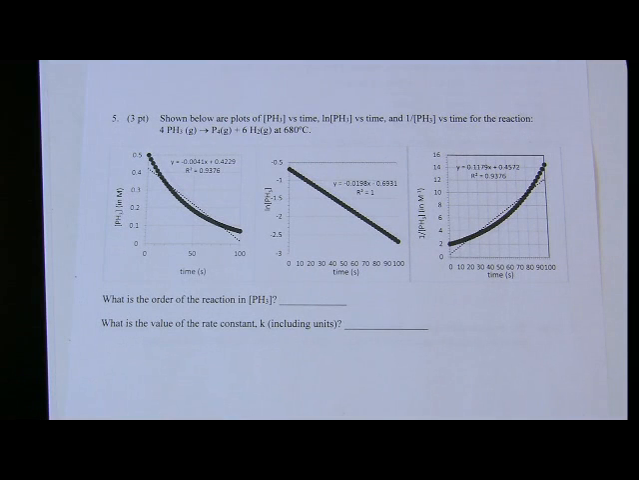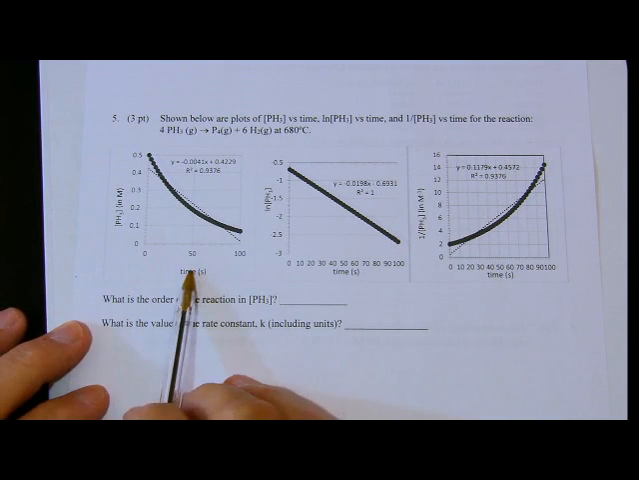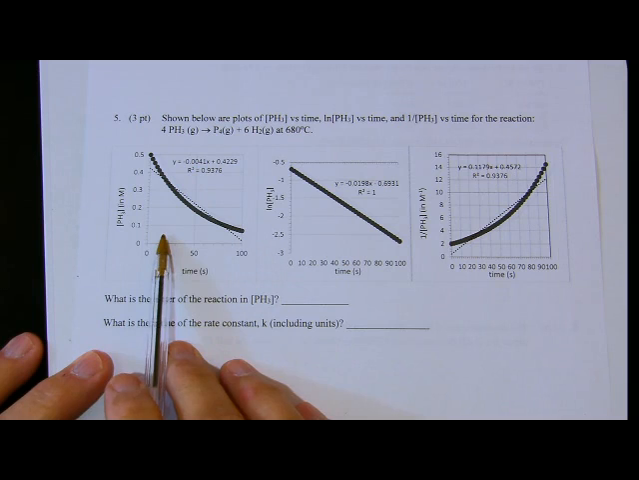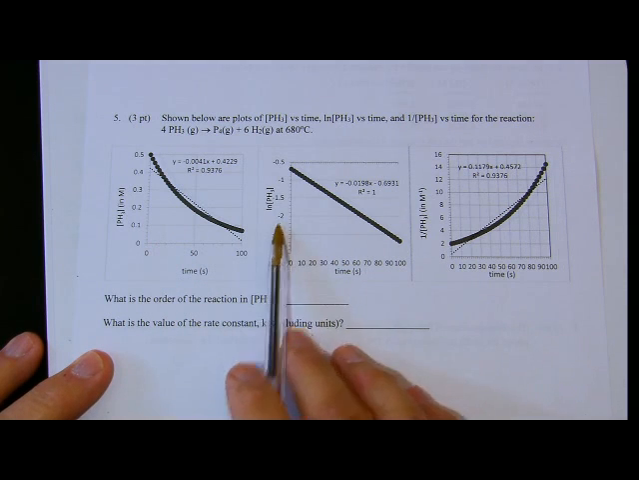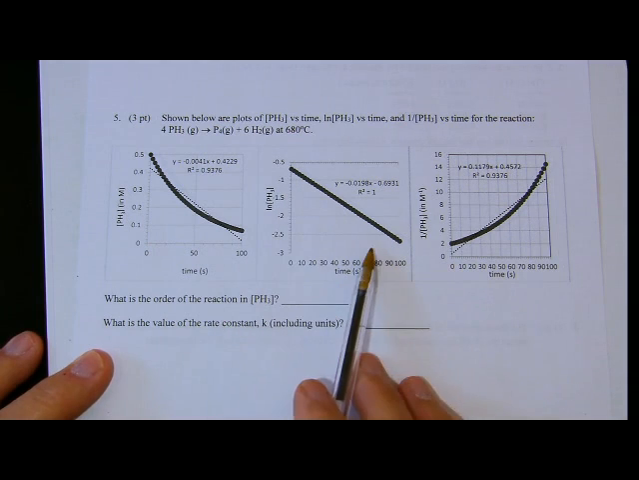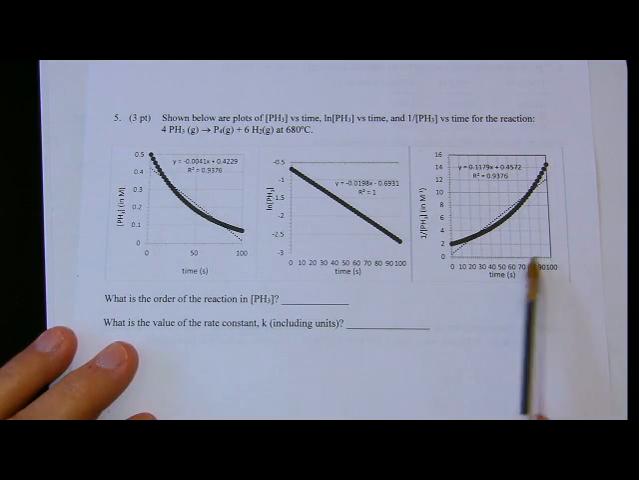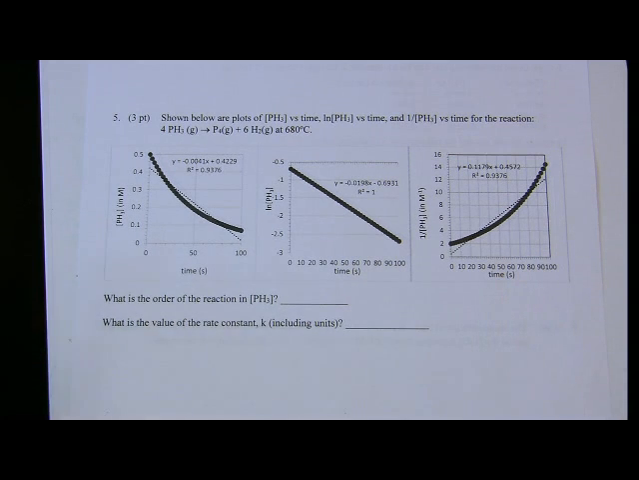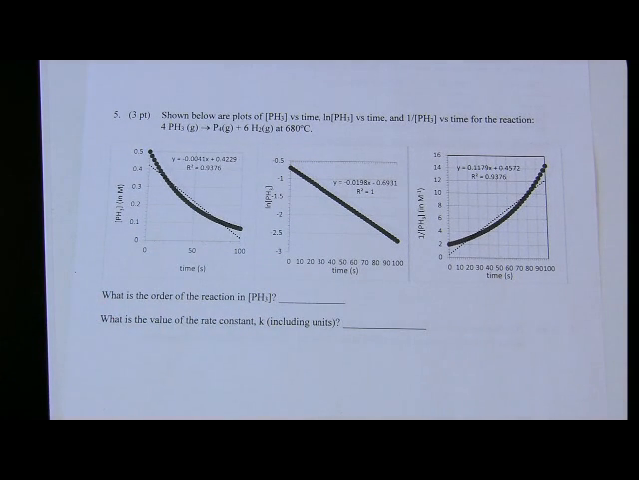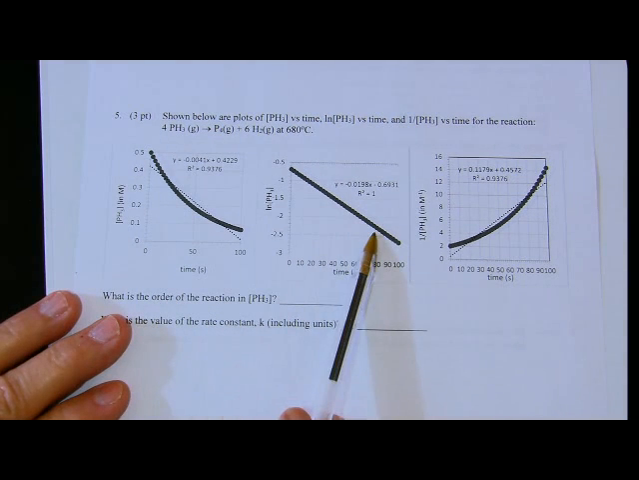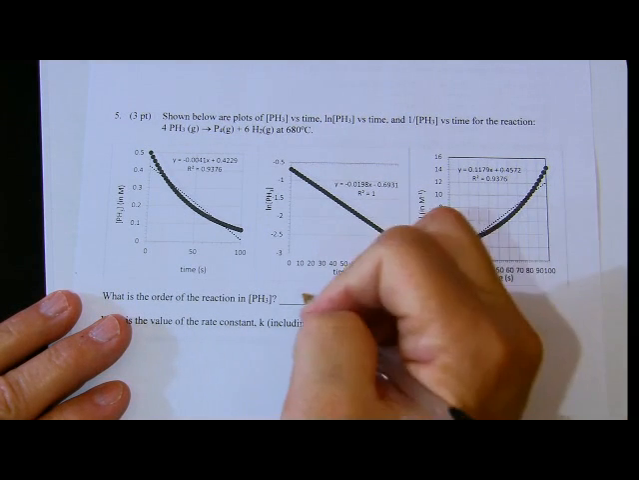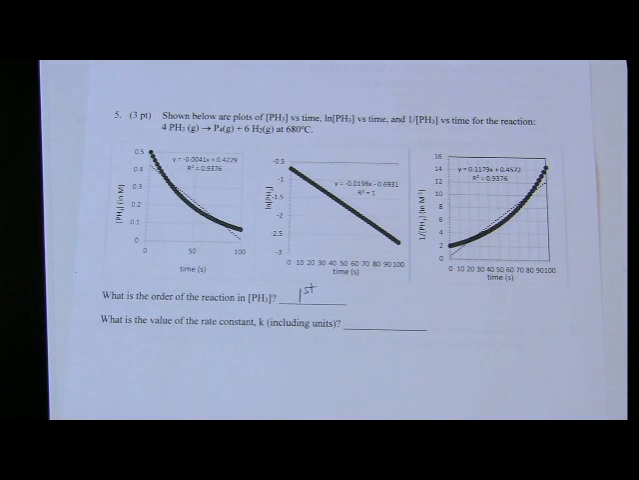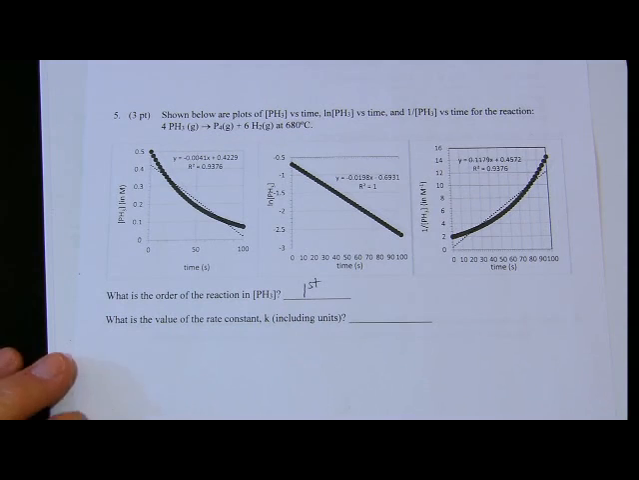There were some people who didn't know how to look at these graphs to determine the order. So concentration versus time, if that's linear, that means it's zero order. If log of concentration versus time is linear, then it's first order. If 1 over the concentration versus time is linear, that means it's second order. In this particular case, the one that follows the closest straight line is the log plot, which means it's first order.